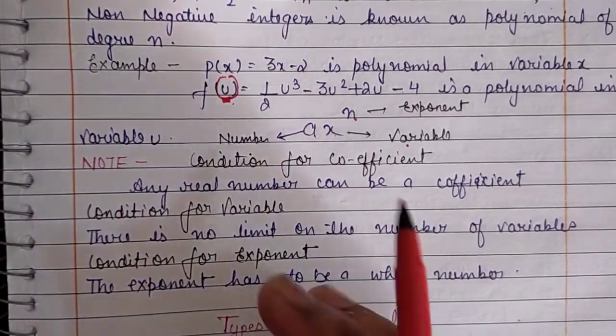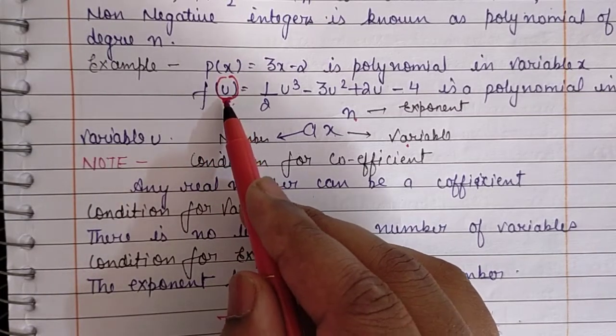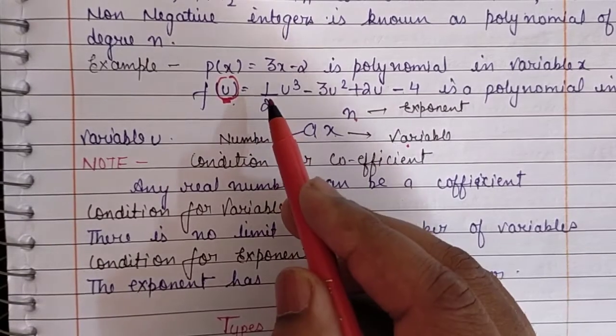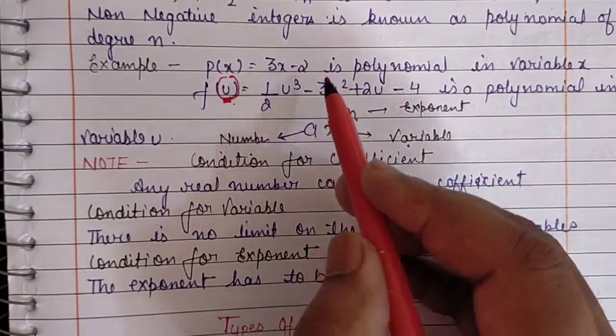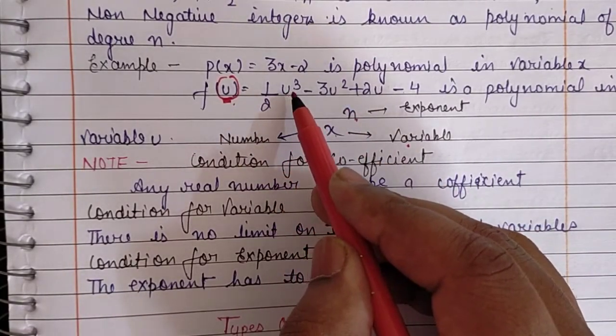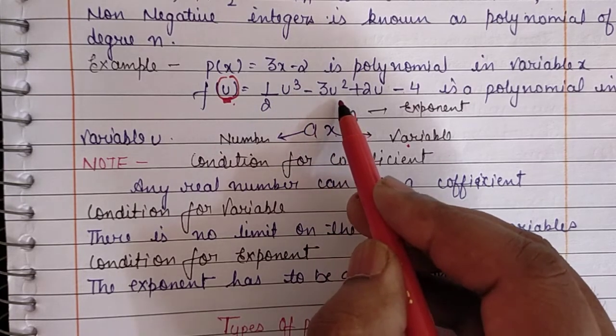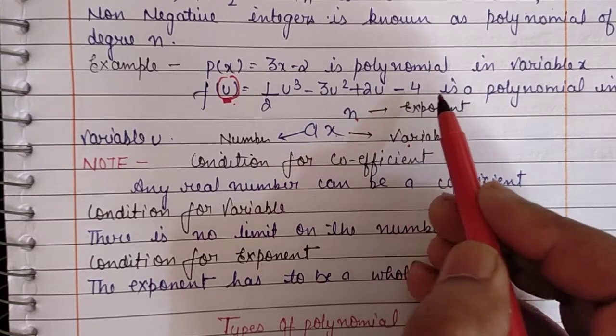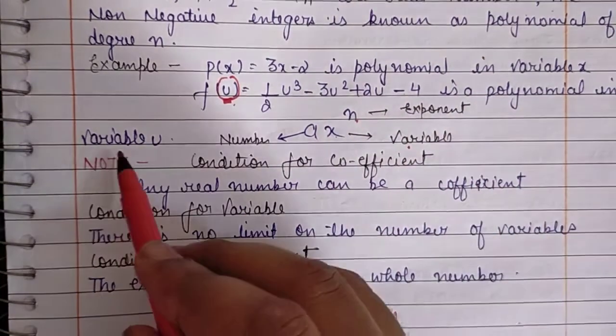Now the next example is f(u), a polynomial in u, and this one is also a polynomial in one variable. 1 upon 2 u raised to the power 3 minus 3u square plus 2u minus 4 is a polynomial in variable u.